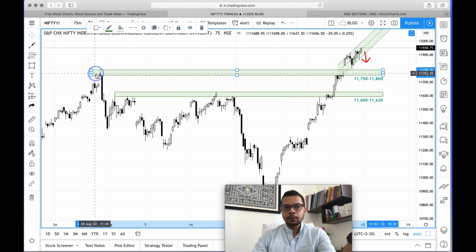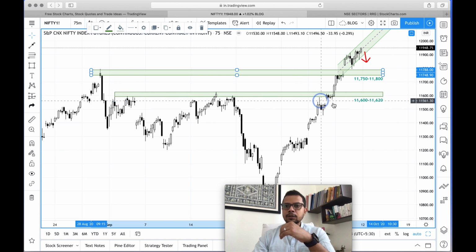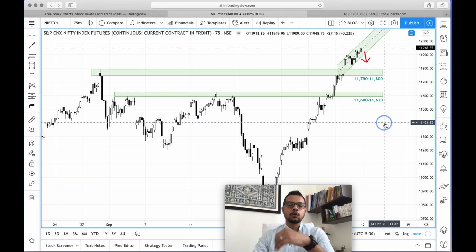The point is that there was a previous high here and there was a gap up, the index actually gapped up. So I've marked it. And the second one, which is far more important and stronger, is the 11,600, 11,620 zone. So I'll keep these levels intact and wait for the index to cool off.